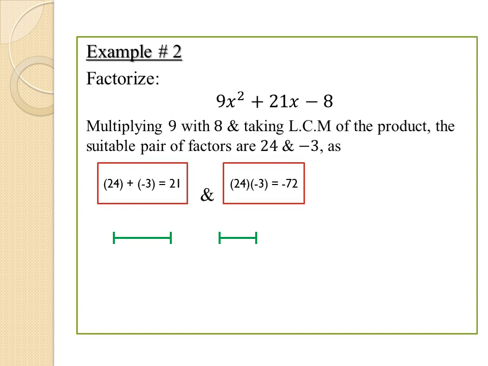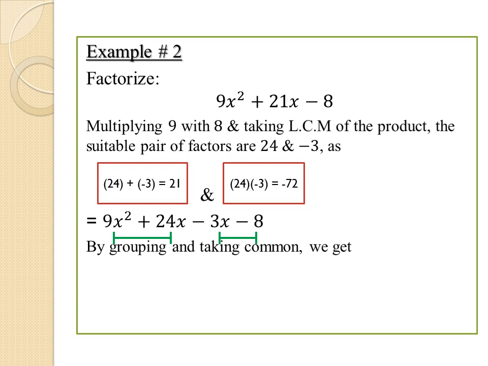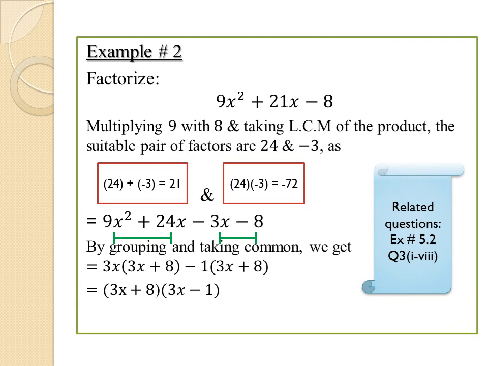Now split 21x as 24x minus 3x, and then grouping and taking common, we will get 3x into 3x plus 8 minus 1 into 3x plus 8. Solving this expression, we will get 3x plus 8 into 3x minus 1. The questions related to this type are question number 3, part 1 to part 8 of exercise 5.2.